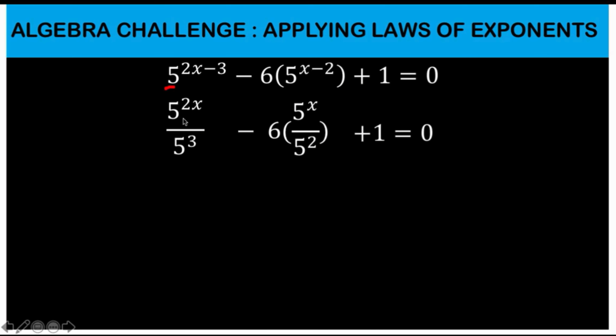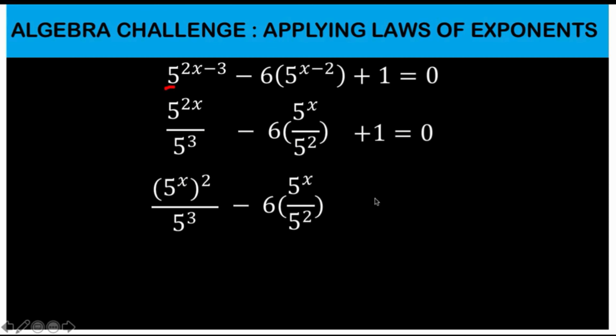Notice that by applying the converse of the power rule, if you are given this exponential expression 5 raised to x all raised to another exponent, we can simplify this by multiplying the exponents 2 and x. And this form is exactly the same as 5 raised to 2x. When you multiply x times 2, you get this 2x. So therefore, 5 raised to 2x can also be rewritten as the base 5 raised to x and exponent 2. And we just copy 5 raised to 3. Then we just copy the second term and we copy plus 1 equals 0.